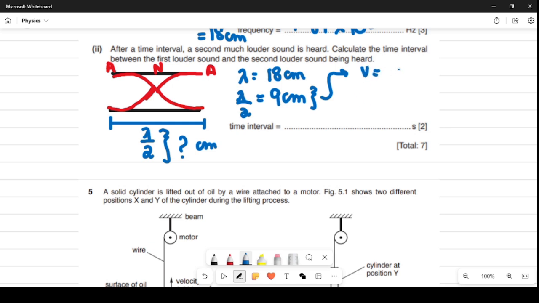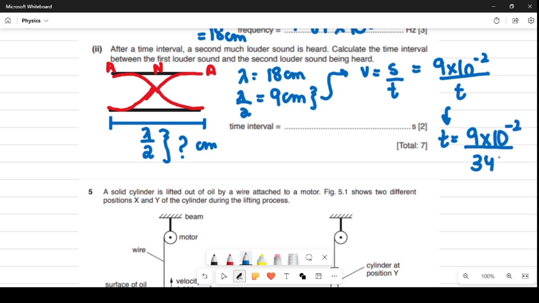So using the formula v equals s over t, s is 9 into 10 to the minus 2. We have to find time. Okay, t we don't know and v is 340. You are going to have 9 into 10 to the minus 2 over 340. Time is going to be... Okay. I think I've done something incorrect. Calculate time between the sounds being heard.